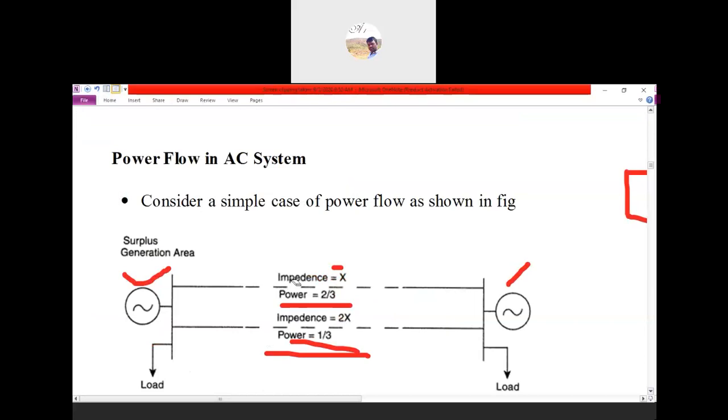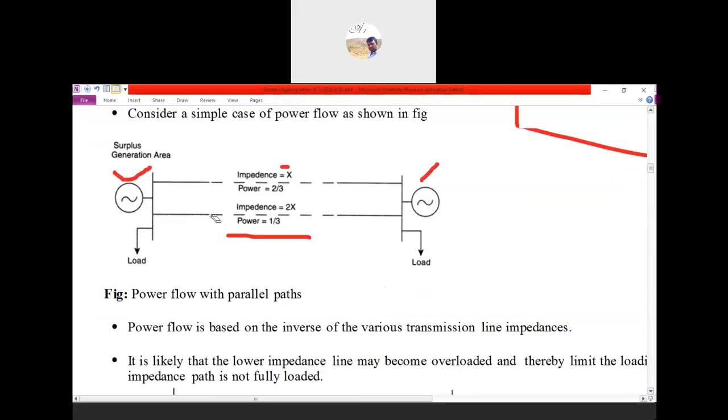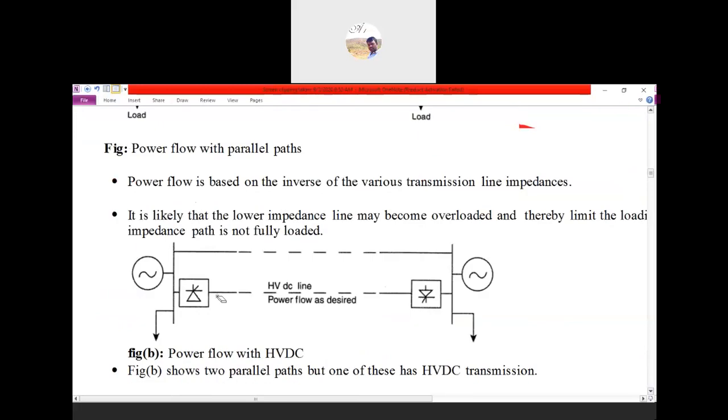Whenever a transmission line has less impedance, that line will have more power. Whichever transmission line has high impedance will have less power. Here impedance causes opposition to the flow of current in the transmission line. So if the transmission line needs more power transfer, it needs to have less impedance. If more impedance, less power.